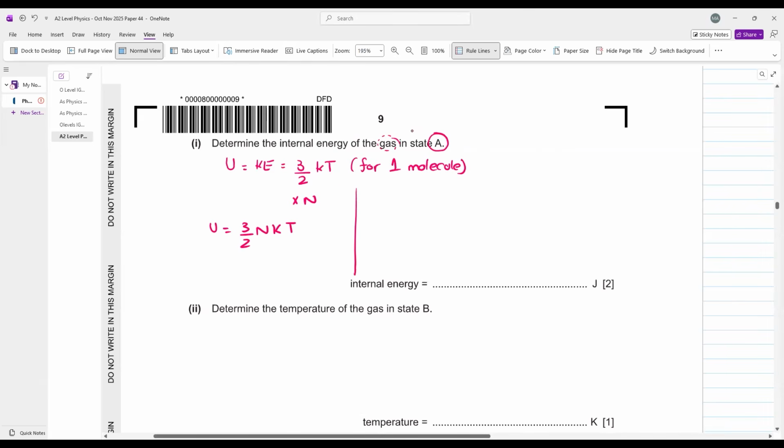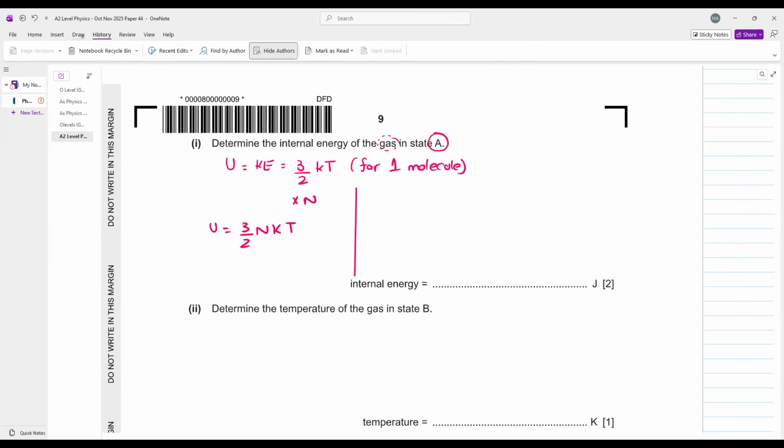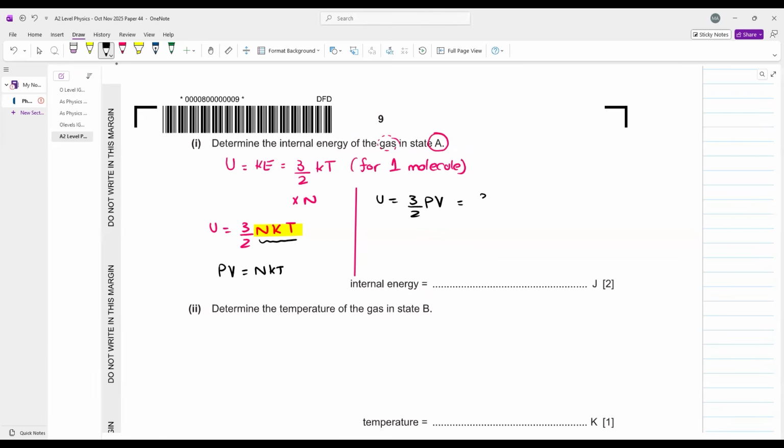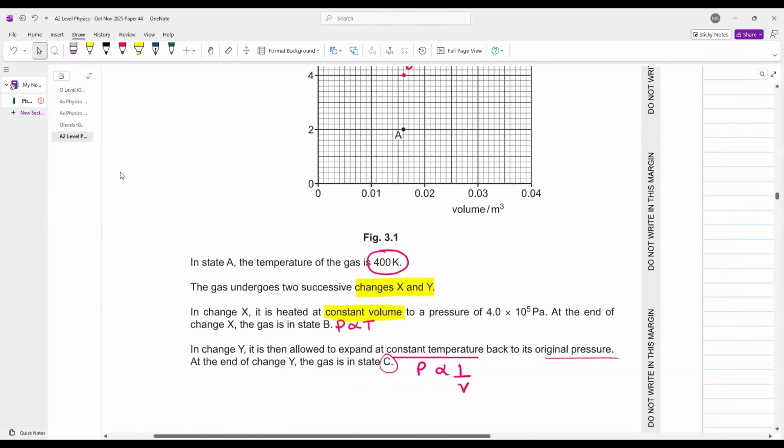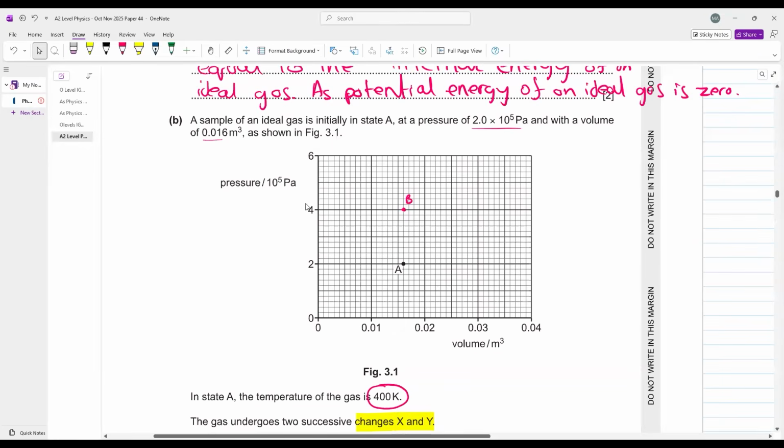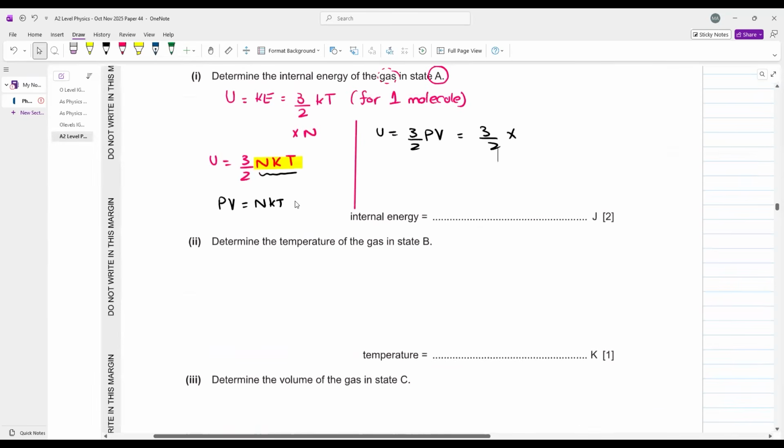Now the next problem is that you don't have this value of NkT. बेटा आपके पास NkT की वैल्यू नहीं है, अब क्या करेंगे? Do you remember this formula? Pressure into volume is equal to NkT. In place of NkT, you can say internal energy is equal to 3/2 pressure into volume. What is the pressure at state x? State x में pressure क्या है? 2 into 10 raised to the power of 5. Write it here.